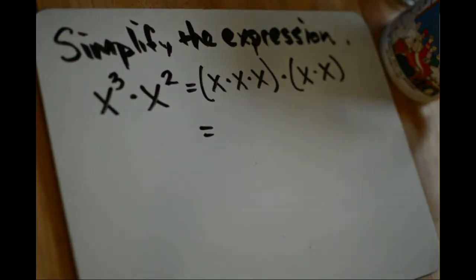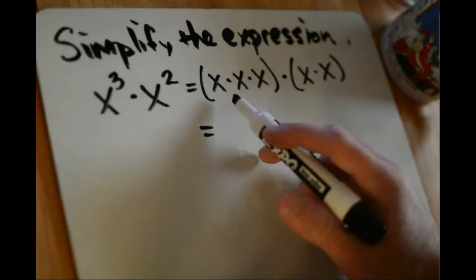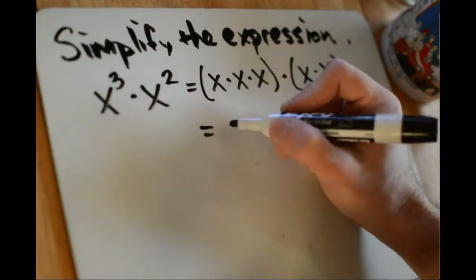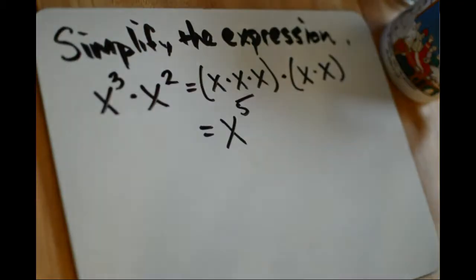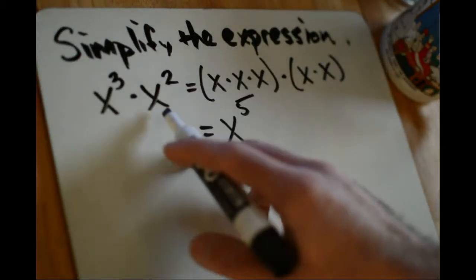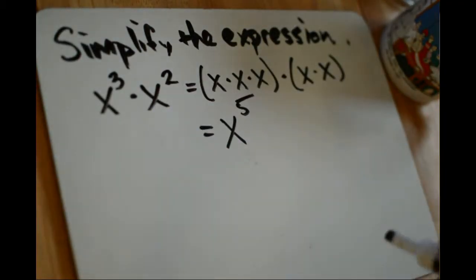So in simplifying this down, what we want to do is condense this all down into one term that has one variable. Instead of having 2 x terms, we want just one. So since these all have the same base, we can condense these back down, and there are 1, 2, 3, 4, 5 of them. And so x to the third times x squared is just x to the fifth.